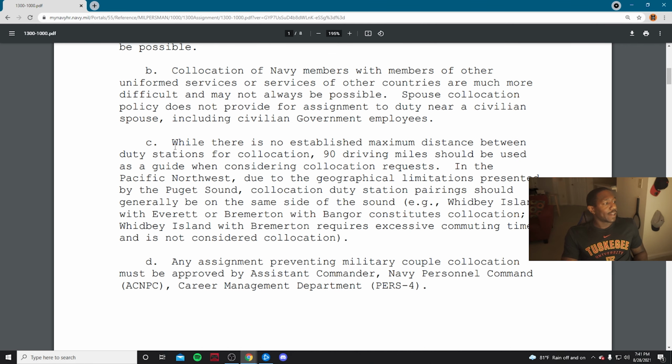So here we go. While there is no established maximum distance between duty stations for co-location, 90 driving miles should be used as a guide when considering co-location requests. So if you do something less than 90 miles, cool. If you get it, that's awesome. But if you get at 90 miles, that's between like an hour and a half drive away from each other.